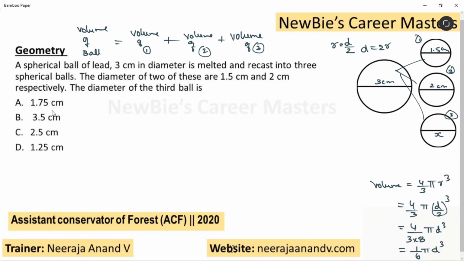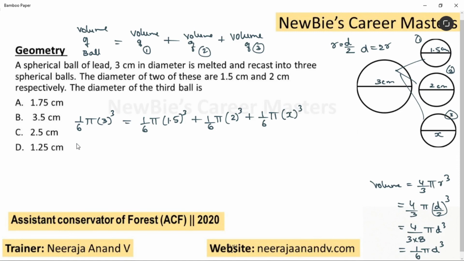Okay, let's replace the values here. First, let's take the big spherical ball. 1 by 6 pi, what is the diameter? 3 is the diameter, so take 3 cube, is equal to 1 by 6 pi. What is the diameter of the first ball? 1.5, right? Take it as 1.5 cube. Plus 1 by 6 pi, diameter of the second ball, 2. So take it as 2 cube plus 1 by 6 pi. What is the diameter of the third ball? That one we have to find, right? So take it as x cube.